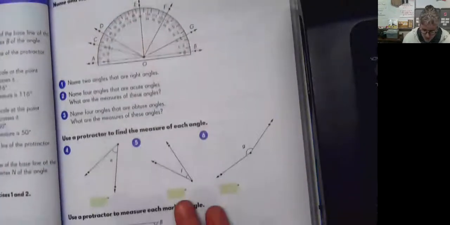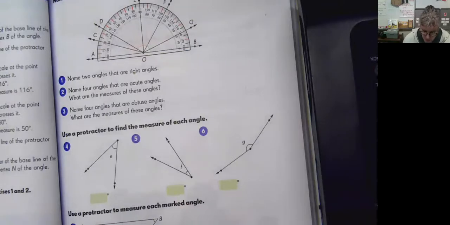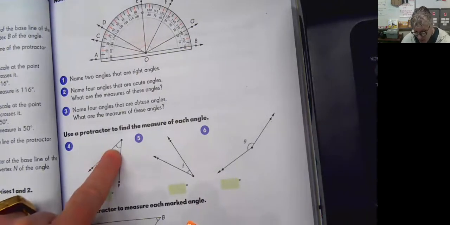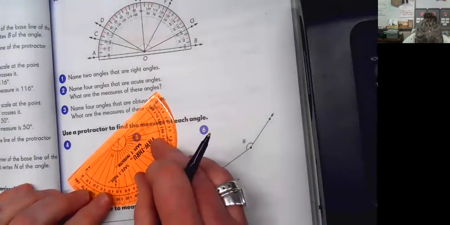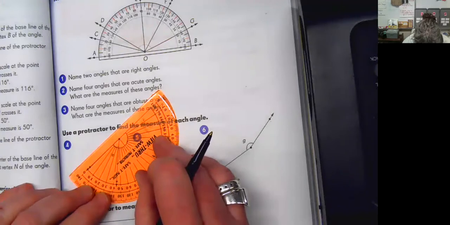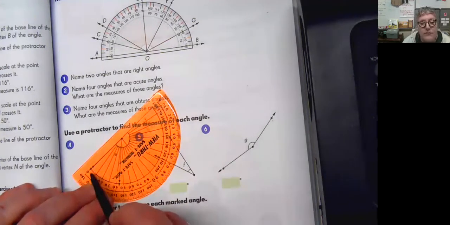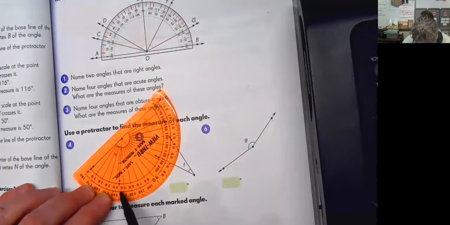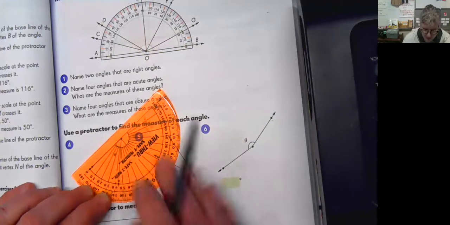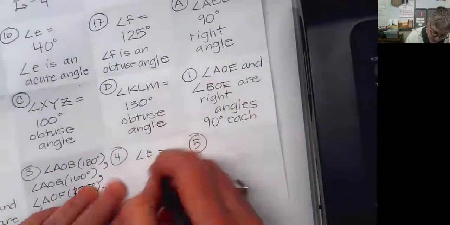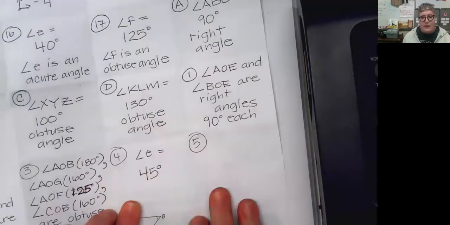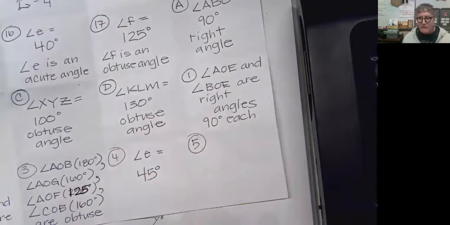Let's look at number 4. Now we're going to just measure each angle. So where this little curvy line is, that's what I'm measuring. So I'm measuring the inside of angle E. I'm going to put my protractor, lining up the bottom line and lining up the center. I'm going to use the inner scale, right? So I go 0, 10, 20, 30, 40. Between 40 and 50, it looks like 45. So angle E is 45 degrees. Okay? So far, so good.